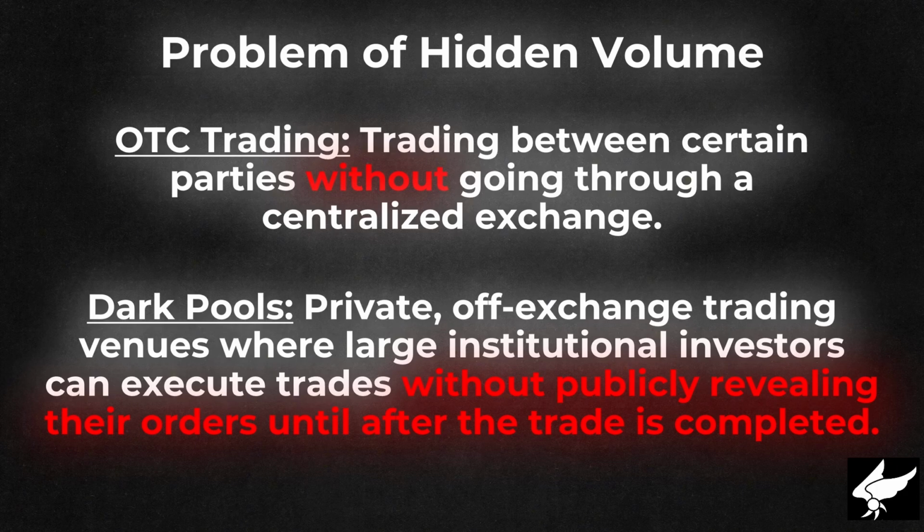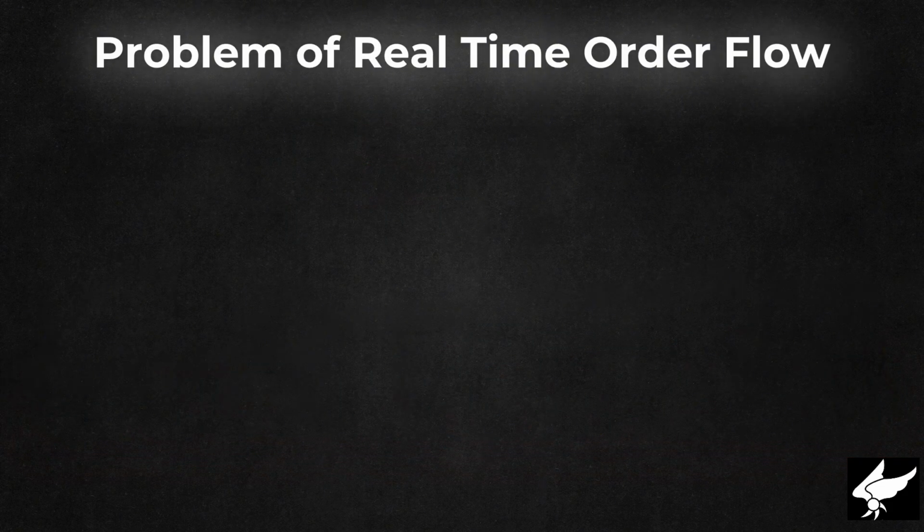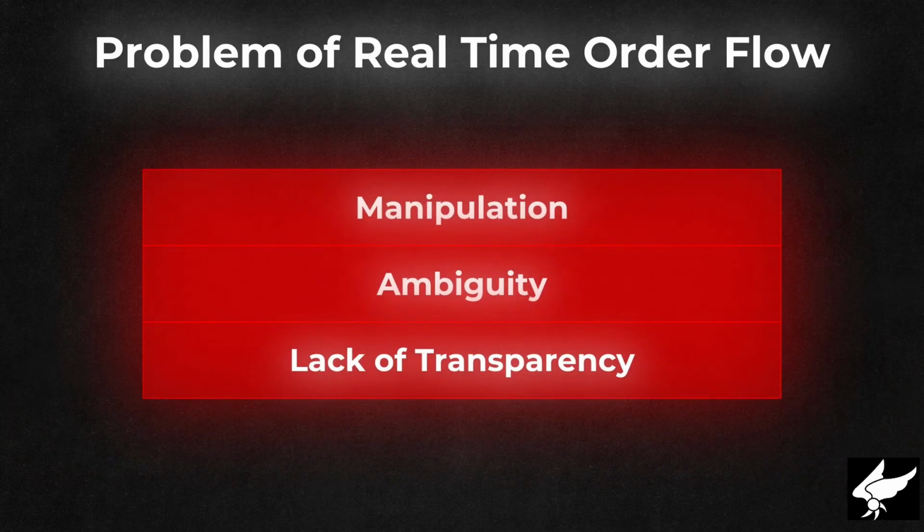In summary, the manipulation in the order book with tactics such as iceberg orders and spoofing, the ambiguity generated by different kinds of market participants such as speculators, arbitrageurs, and hedgers, and the lack of transparency due to OTC and dark pools, hidden volume, lead us to conclude that the real-time analysis of order flow done by retail traders is mostly a vain exercise.